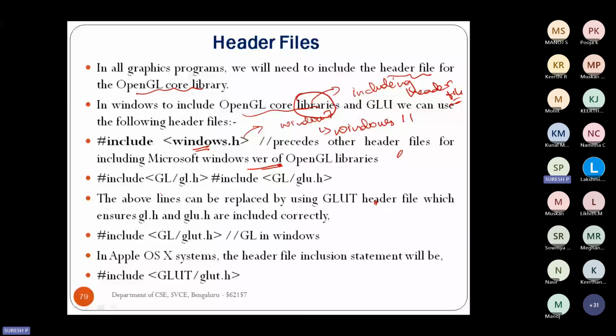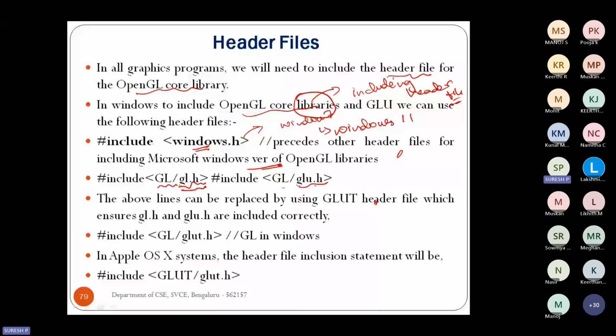If you are going to have GL, as I told you already, it includes the header file gl.h. Then glu.h, which is the OpenGL utility library. This library includes the predefined shapes. The lines can be replaced by using a root header file, which ensures gl.h and glu.h are included correctly. The other option is gl/glut.h.